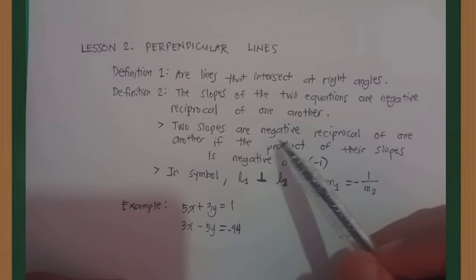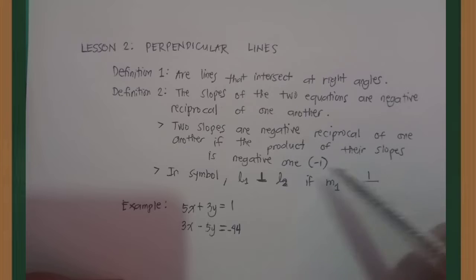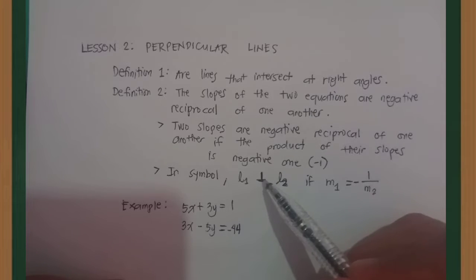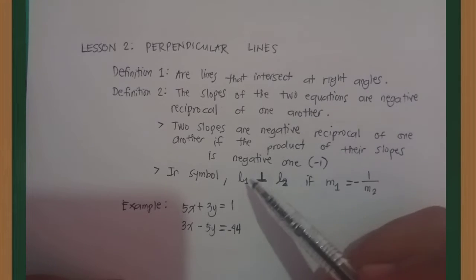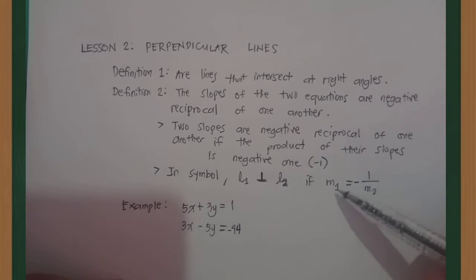Now, two slopes are negative reciprocal of one another if the product of their slopes is negative 1. So in symbol, line 1 is perpendicular, the inverted T. This is the symbol of perpendicular, the inverted T. So line 1 is perpendicular to line 2 if the slope of the first line is the negative reciprocal of the slope of the second line.